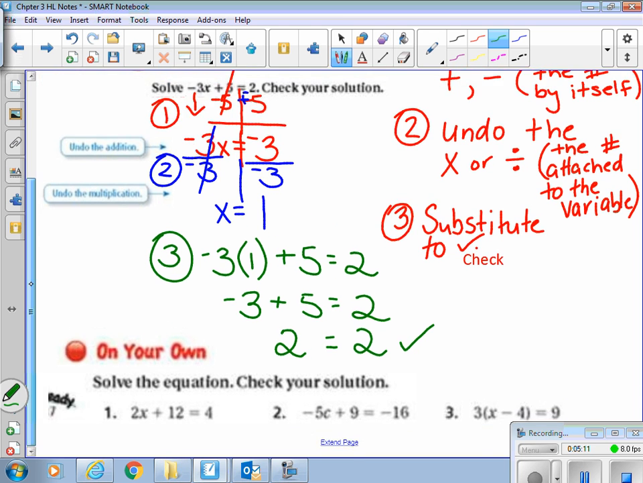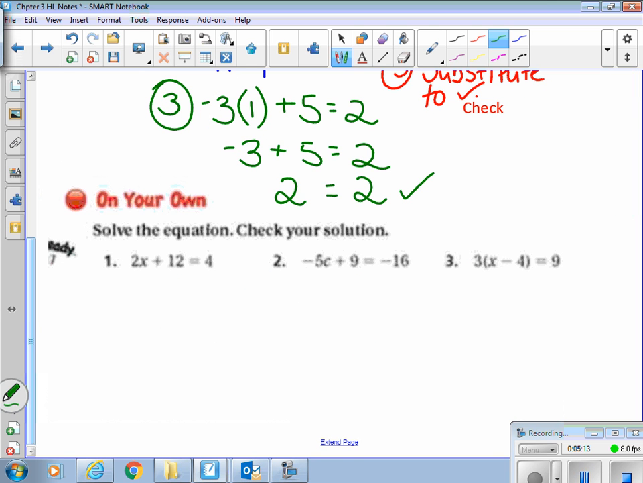I'm going to do another one with you before I set you off on your own. Let's look at number 1 in the on your own problems. First part of number 1 that we need to get rid of, step 1, undo the addition or subtraction. Again, you can see an adding of 12. To undo plus 12, we would minus 12 from both sides.